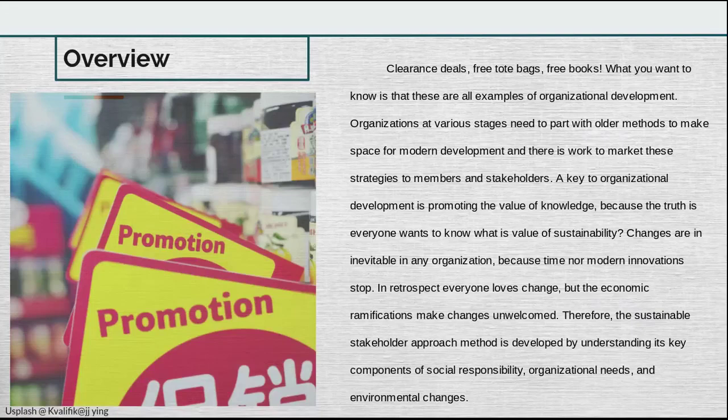A key to organizational development is promoting the value of knowledge, because the truth is, everyone wants to know the value of sustainability. Changes are inevitable in any organization because time nor modern innovations stop. In retrospect, everyone loves change, but the economic ramifications make changes unwelcome. Therefore, the sustainable stakeholder approach method is developed by understanding its key components of social responsibility, organizational needs, and environmental changes.